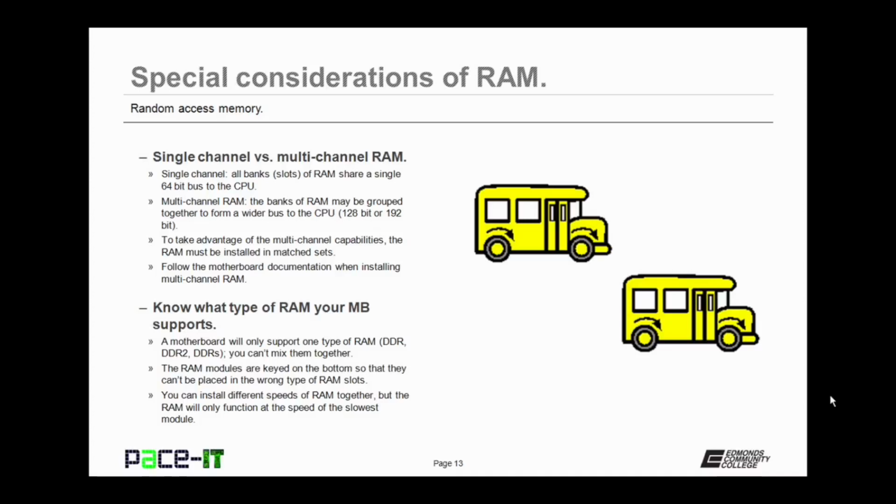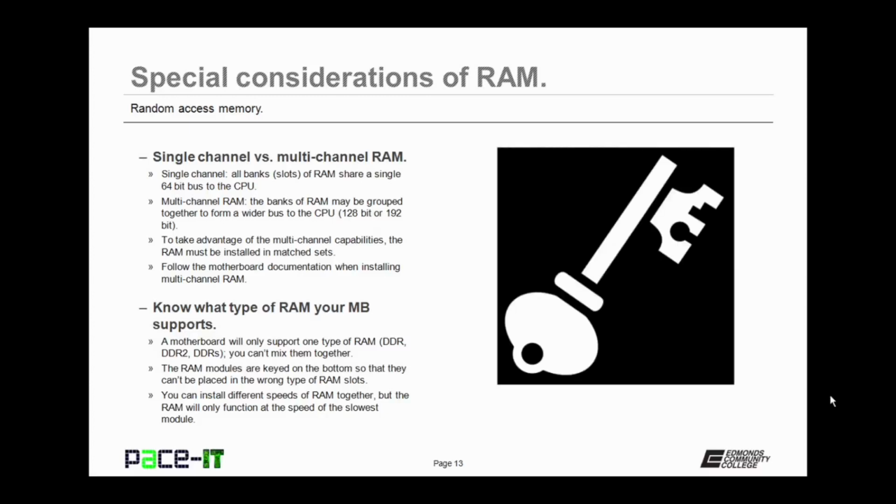To take advantage of the multi-channel abilities, the RAM must be installed in matched sets. And you need to follow the motherboard documentation when installing multi-channel RAM. You also need to know what type of RAM your motherboard supports. A motherboard will only support one type of RAM. You can't mix different types together. The RAM modules are keyed on the bottom so that they can't be placed into the wrong type of RAM slot. And the final thing that you need to consider, you can install different speeds of RAM together, but you need to remember that the RAM will only function at the speed of the slowest module.